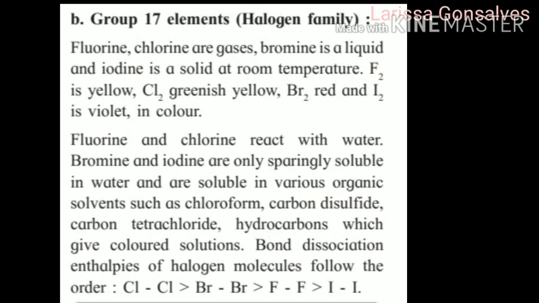Bond dissociation enthalpies of halogen molecules follow the following order. Bond dissociation enthalpy is the amount of energy required to break the bond in order to separate the two atoms. So the order of bond dissociation enthalpies is chlorine is greater than bromine, which is further greater than fluorine and iodine. So the bond dissociation enthalpy of iodine is very less as compared to that of chlorine. Chlorine requires the highest bond breaking energy.